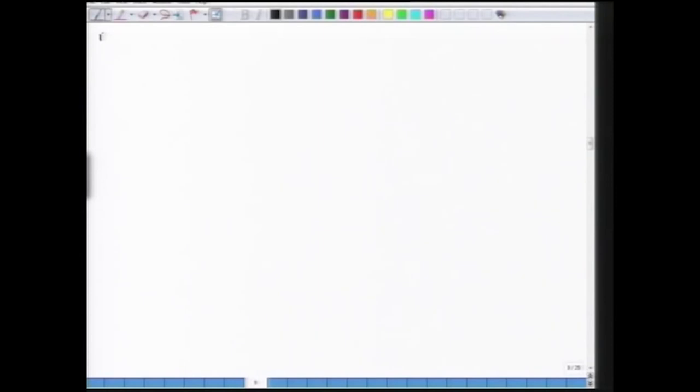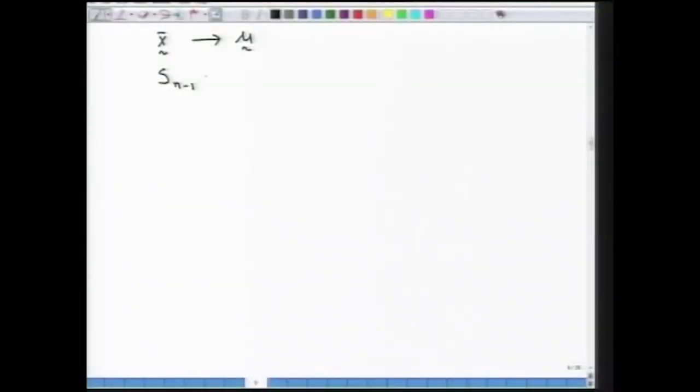Now, as we had seen, we have the two following quantities: the x bar vector, which we are going to associate with the population mean vector mu, and the sample variance covariance matrix, say with a divisor n minus 1. That is what is going to be used to make inference about the population variance covariance matrix, that is sigma. Now, we have the following result. Let me first state the result.